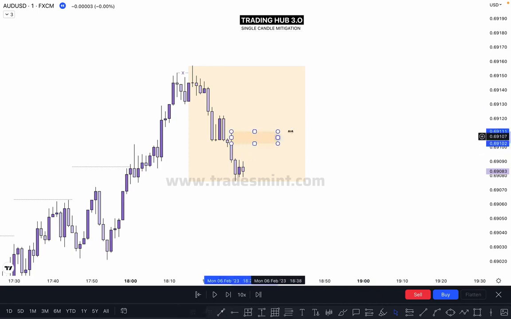So this is our first shadow where we can take entry for the sell. And where is our next order block? This one, right? The next order block is here, okay? And just below it you can see this one.